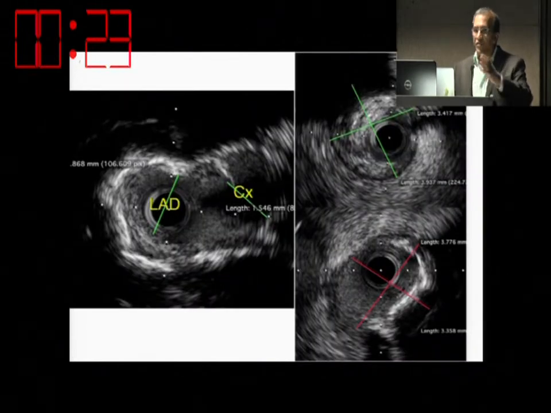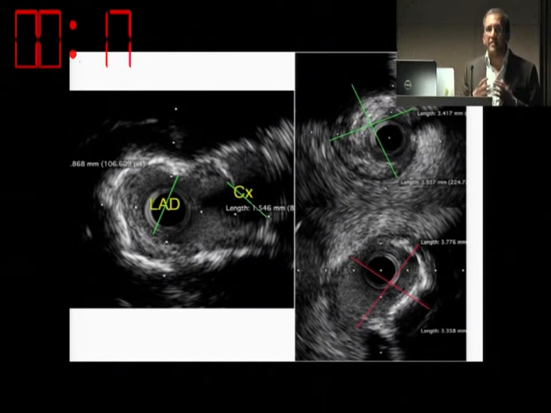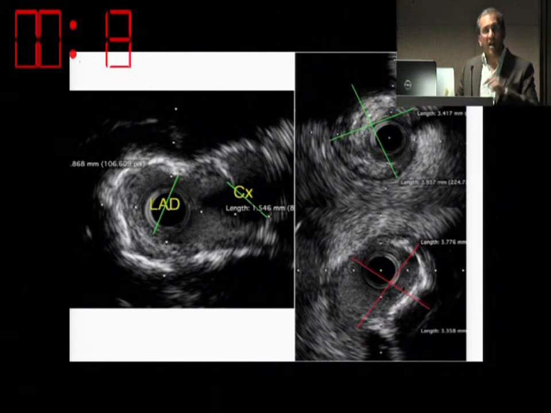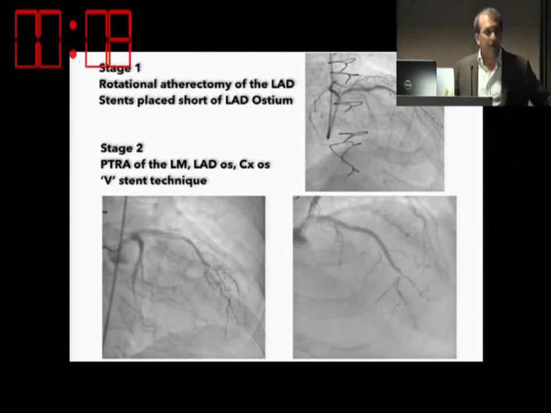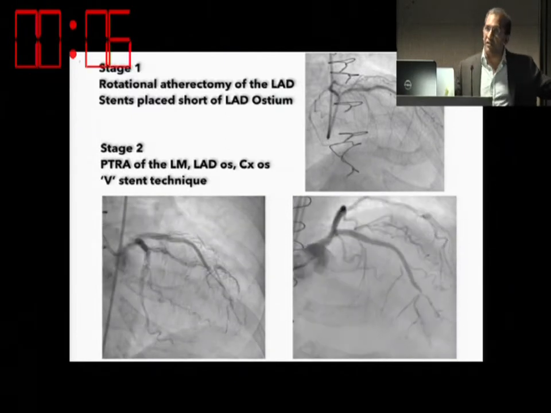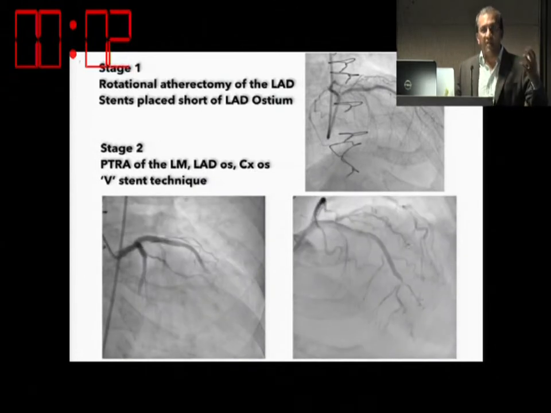When you look at the confluence and the two arteries, both arteries are around 3.25 millimeters. How can you take a 3.0 millimeter stent and expand it to 6.0? You cannot. So here, the strategy is important, and we did a V stenting. This is the picture after rotational atherectomy of the LAD and the circumflex artery in 2 different stages and reconstructing it.